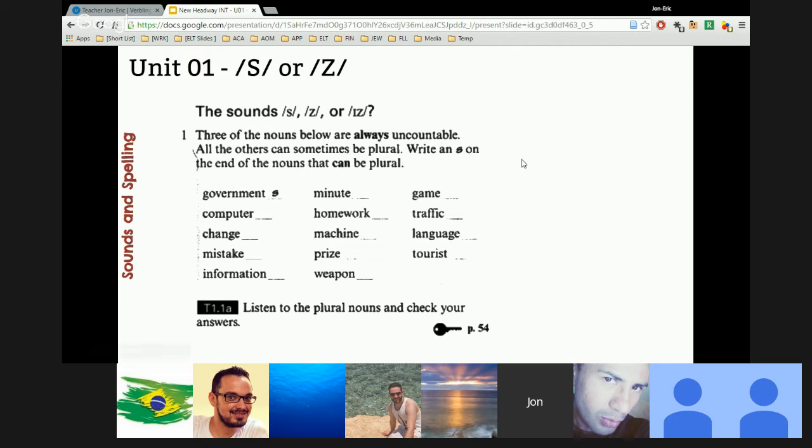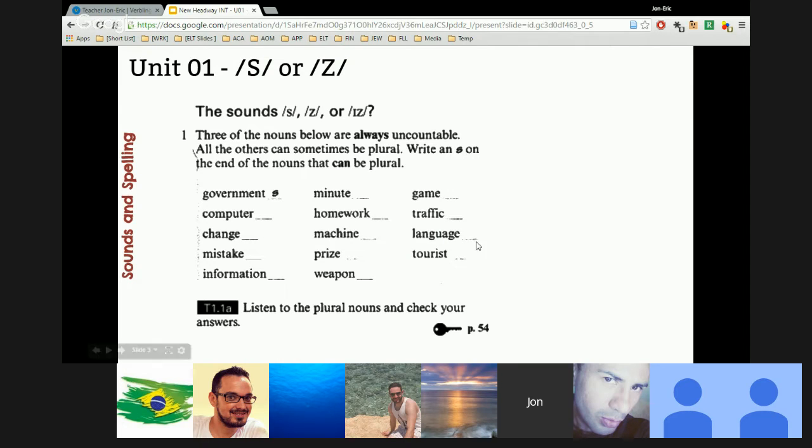3 of the nouns below are always uncountable. We'll see what this means too. All the others can be plural. Write an S on the end of the noun that can be plural. So let's see, before we get into the sounds, let's see a context where we need to make the sounds.